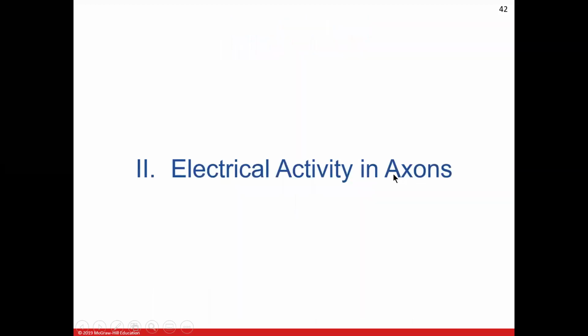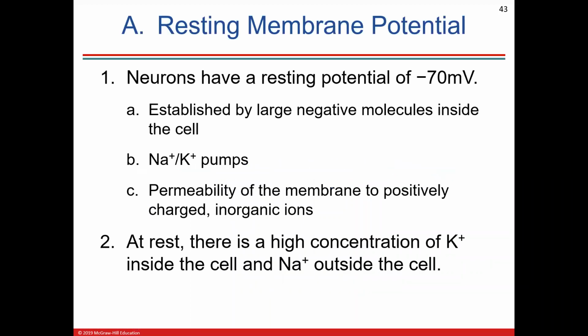Okay, the electrical activity of axons. Now, the axon is the fiber going away from the cell body in anterograde conduction. So this is really important. You're always going to remember this because we talk about this a lot. The resting membrane potential, the RMP, is very negative. And this is negative on the inside, right? Inside the cell is minus 70 millivolts.